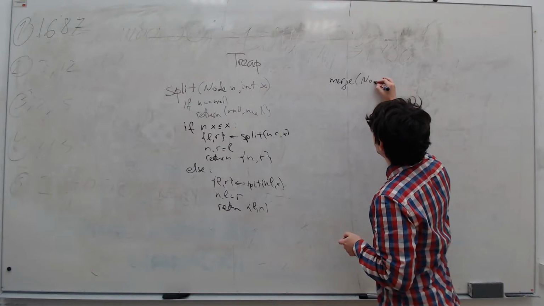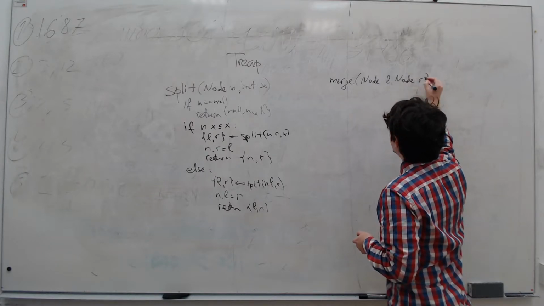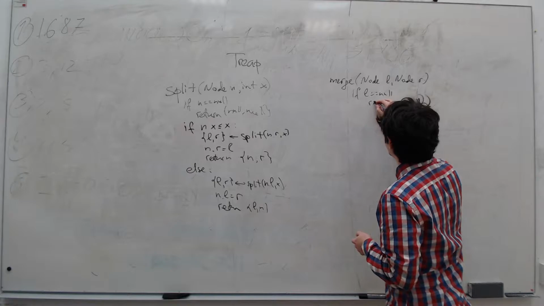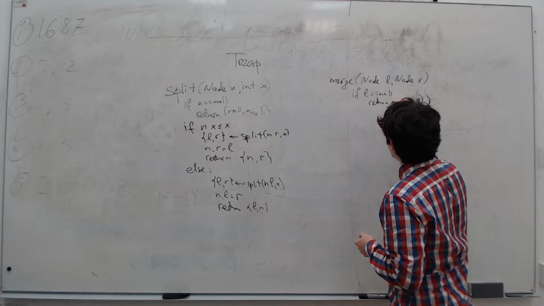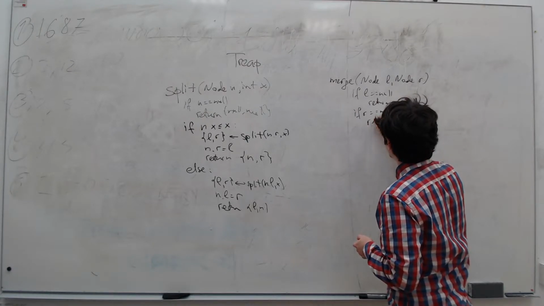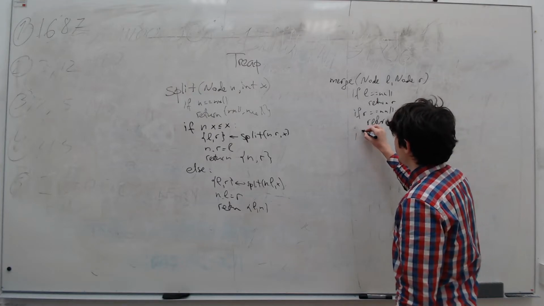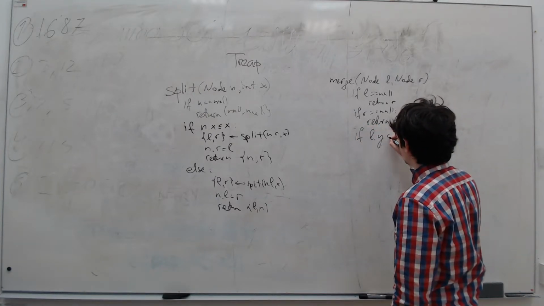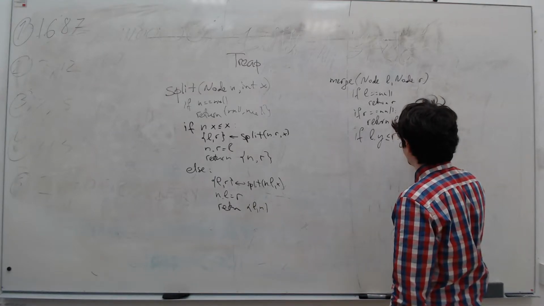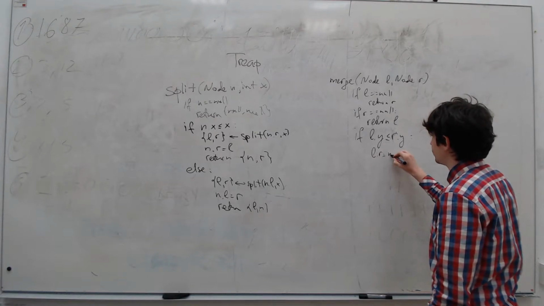Merge node L and R. If L equals null, then return R. If R equals null, then return left. And finally, if left.y is less than or equal to r.y, then L.right equals merge.